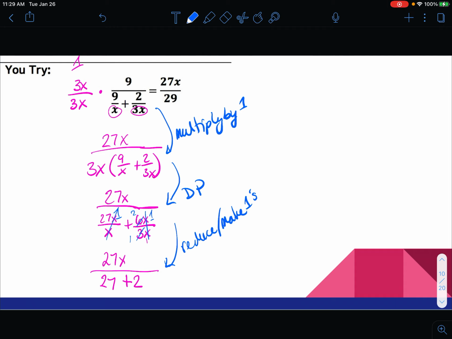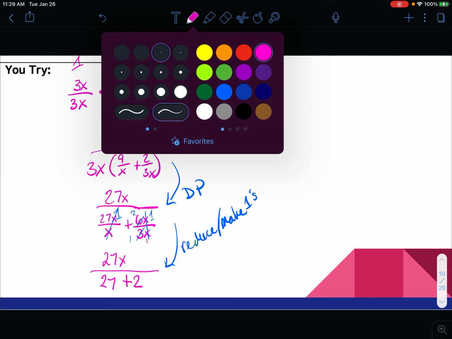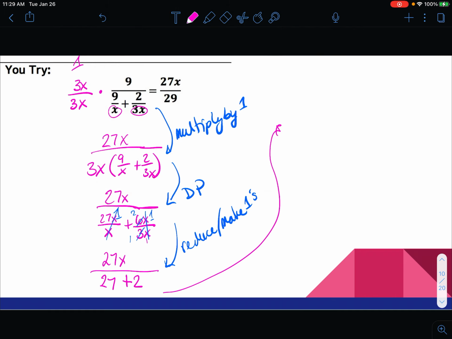And remember, if we make a 1, x over x, 27 times 1 is still 27. Okay, now we're going to go up here and say 27x over 29, and ta-da, that equals what we were trying to get. And so what's our reason for this? We could say we just used addition. If you said combine like terms, that would be fine too, absolutely. And now we've proved it.